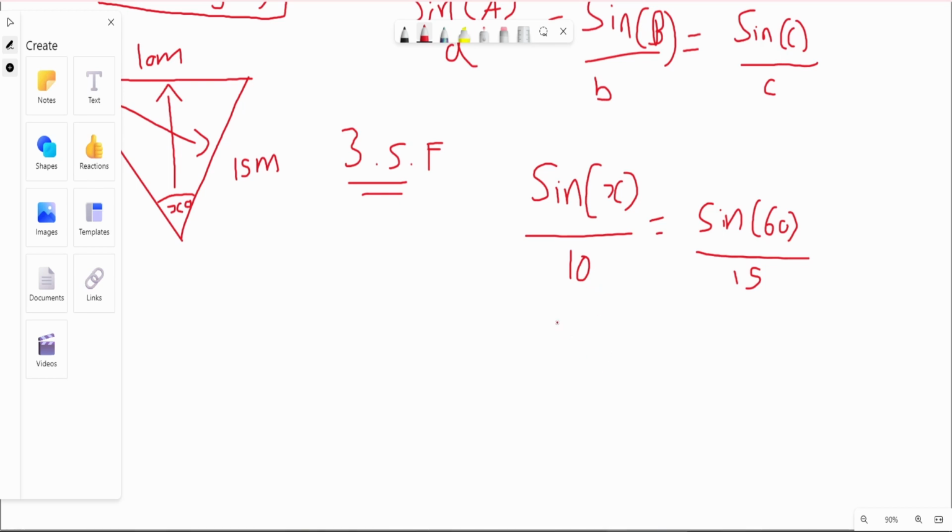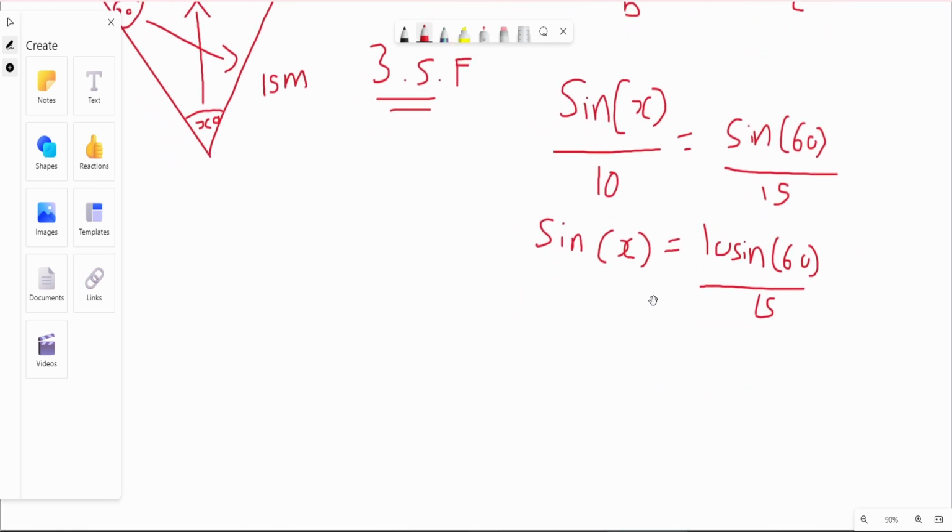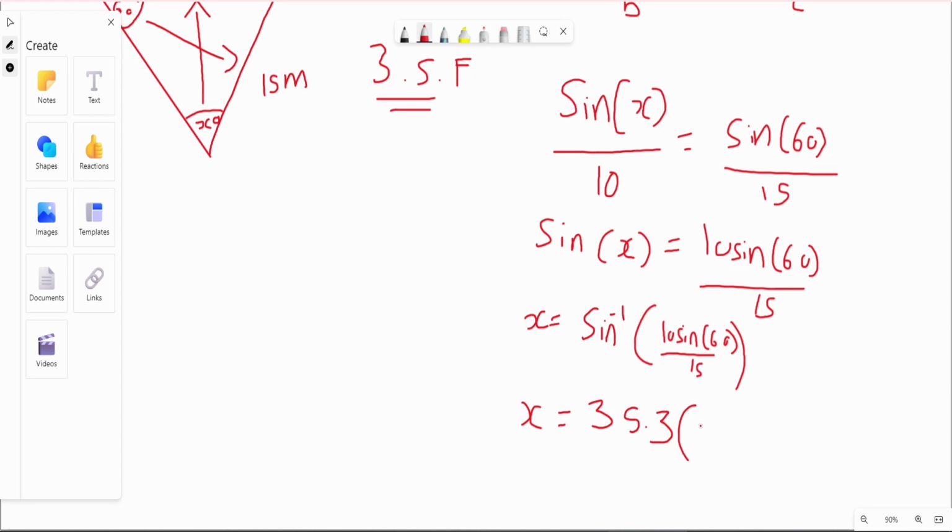Now what I'll do is I'll times both sides by 10 to give us 10 sine of 60 divided by 15, and I'll take the inverse sine, which will cancel the sines out. That is going to give us 35.3 to 3 significant figures. There you go.